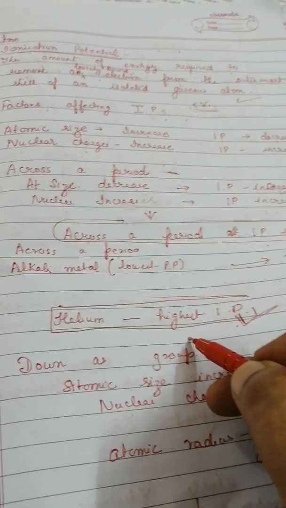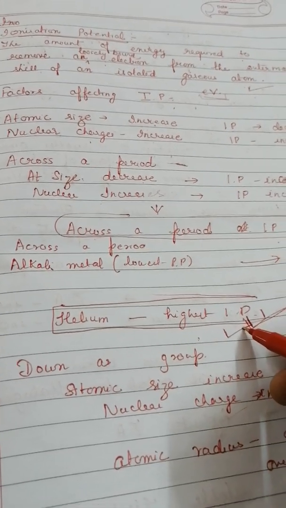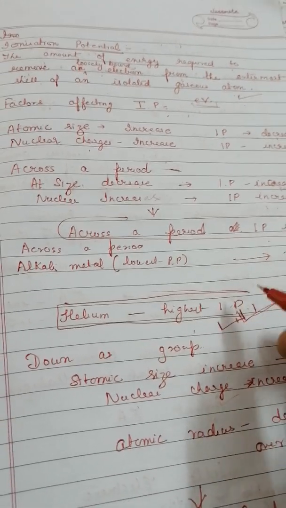Often this question is asked: name the element with the highest ionization potential. The element with the highest ionization potential in the entire periodic table is helium, the noble gas.